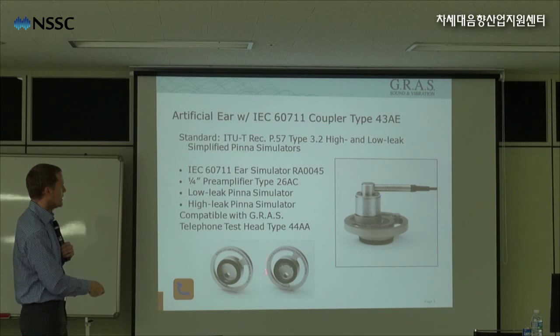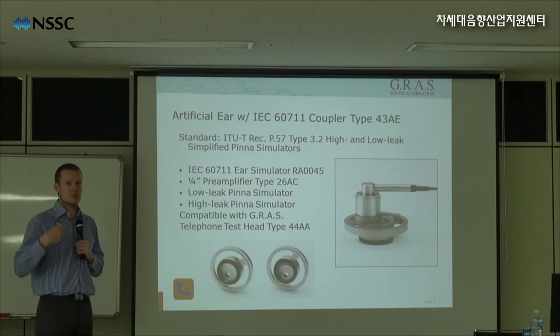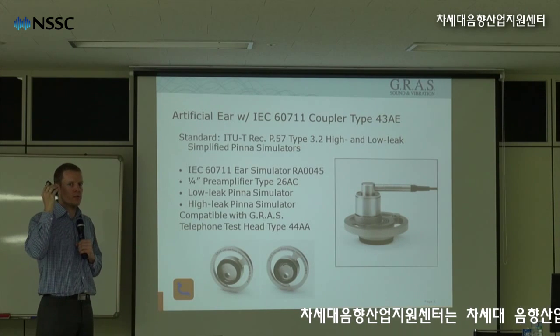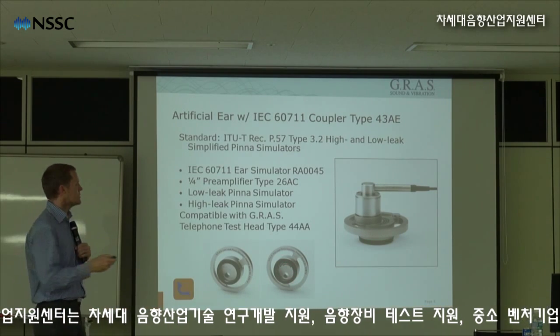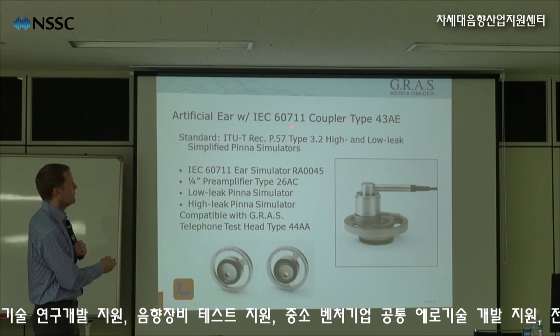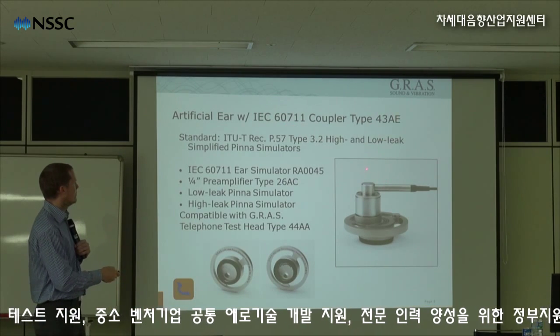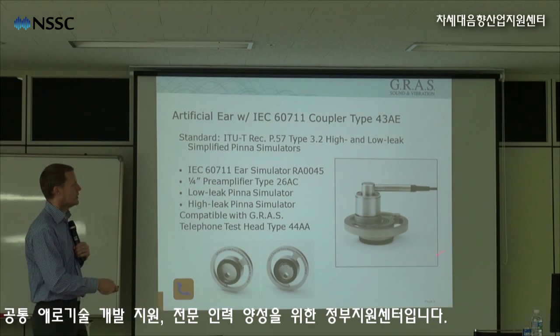You have 2 different kinds of leak simulators. You have one without leak and one with leak. So these are 2 setups that are describing different kinds of use of a telephone. Either you use it with a very close fit, which is no leak, or you have a more open fit, which is with the leak. So we have 2 different kinds of pinnas that are used together with the 711 coupler, and give a full solution like this.